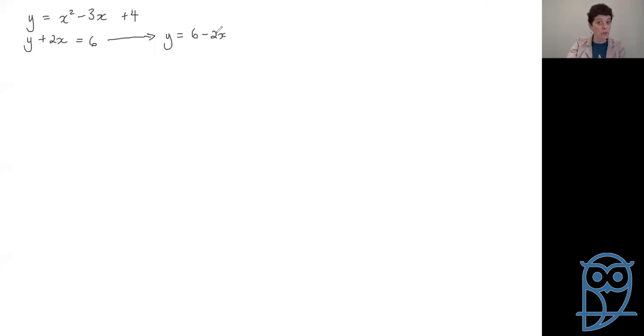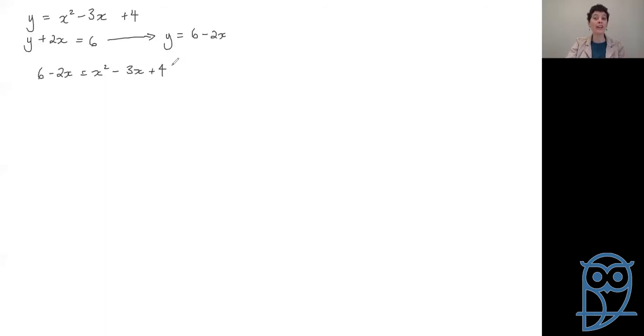Now, if you're a person who has problems with these and tends to get things wrong, then show that minus 2x, y equals 6 minus 2x. Show all that algebra. With time, with practice, you should get to the point where you can just rearrange. So we've got y equals, so if they're both y, they must both be equal. So we have 6 minus 2x equals x squared minus 3x plus 4.